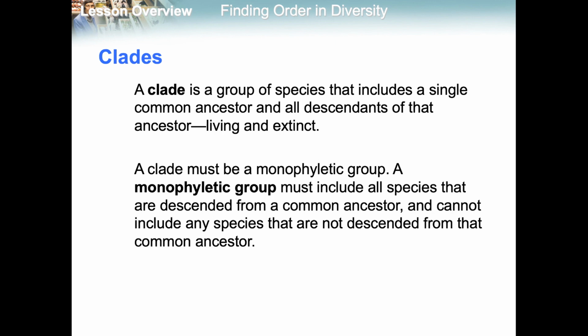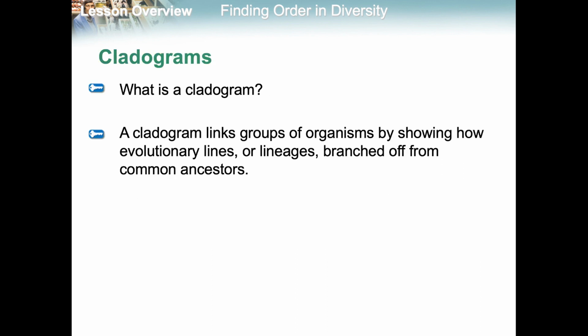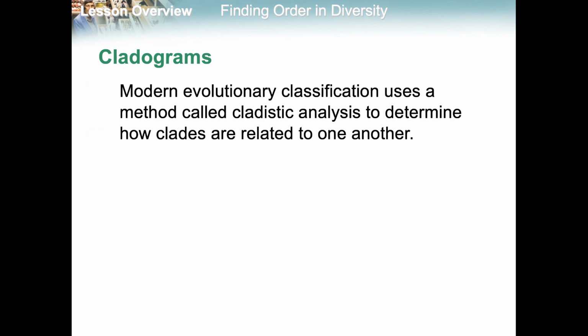A clade is a group of species that includes a single common ancestor and all the descendants of that ancestor, whether they're living or extinct. And then a clade has to be monophyletic. Mono means one. So this includes all species only descended from that common ancestor, and it can't include anything else. A cladogram links these groups of species by showing how evolutionary lines or lineages branched off from common ancestors. Basically, this is like a limb on a tree, and it only has those organisms that are connected.